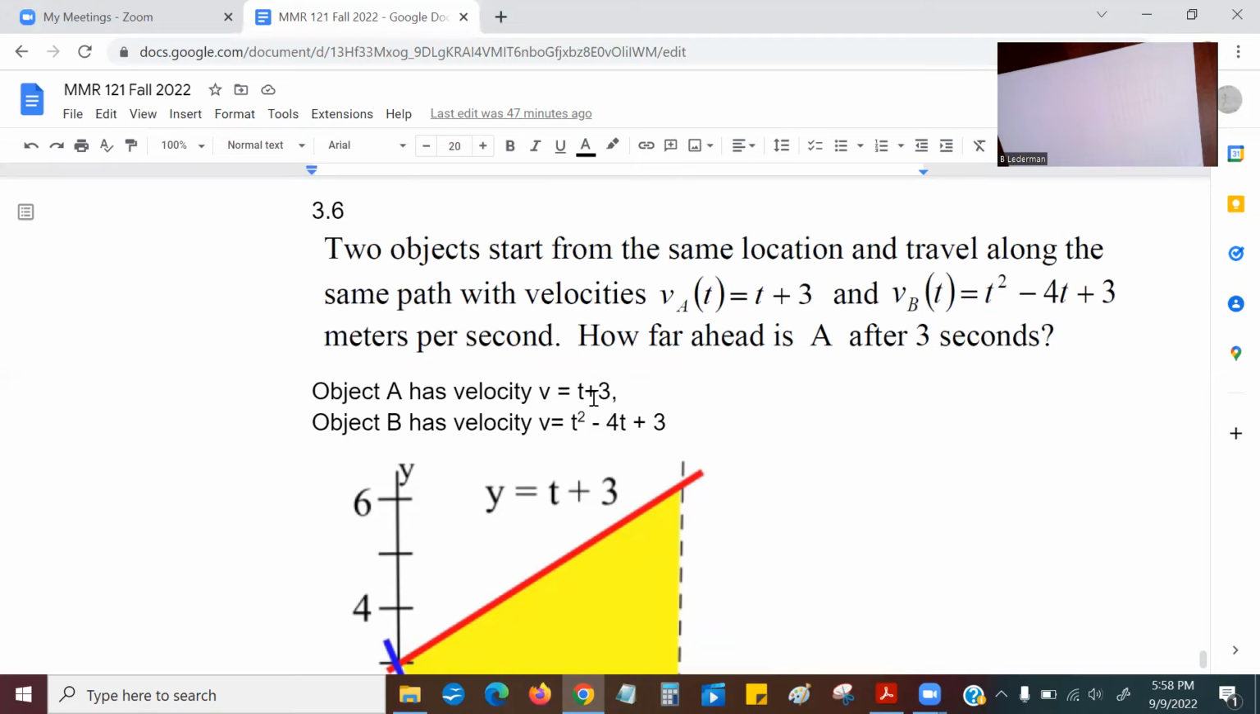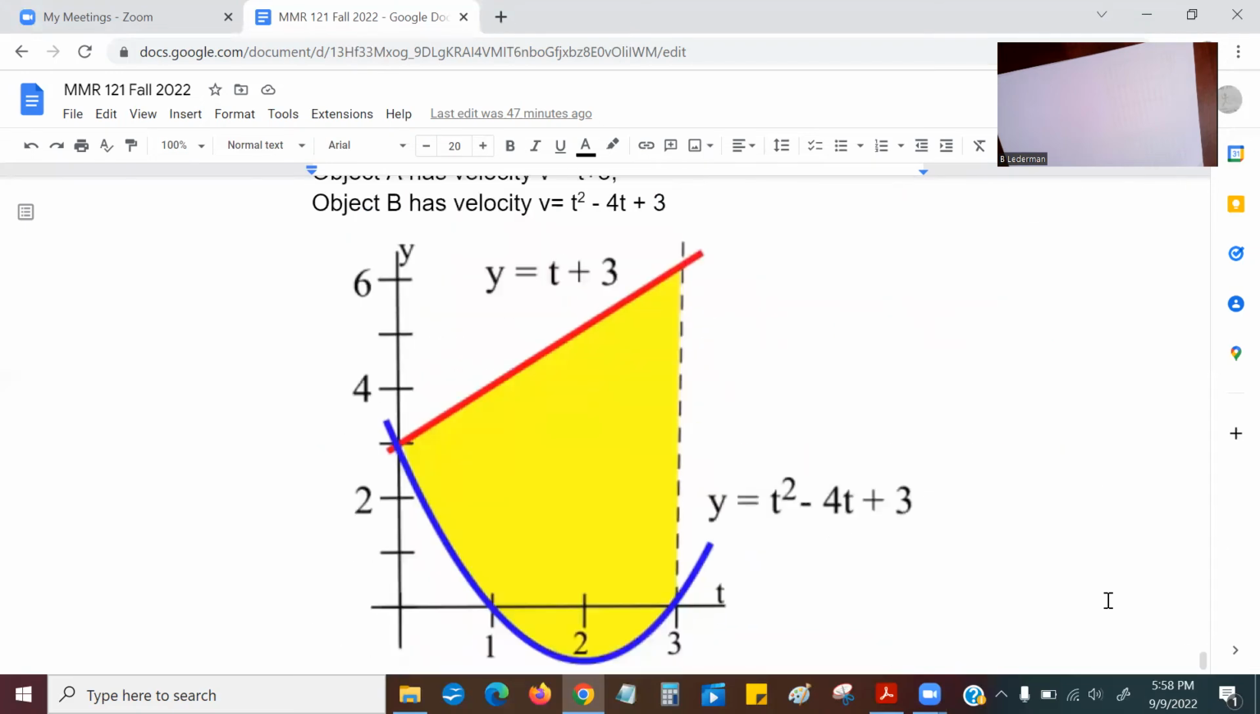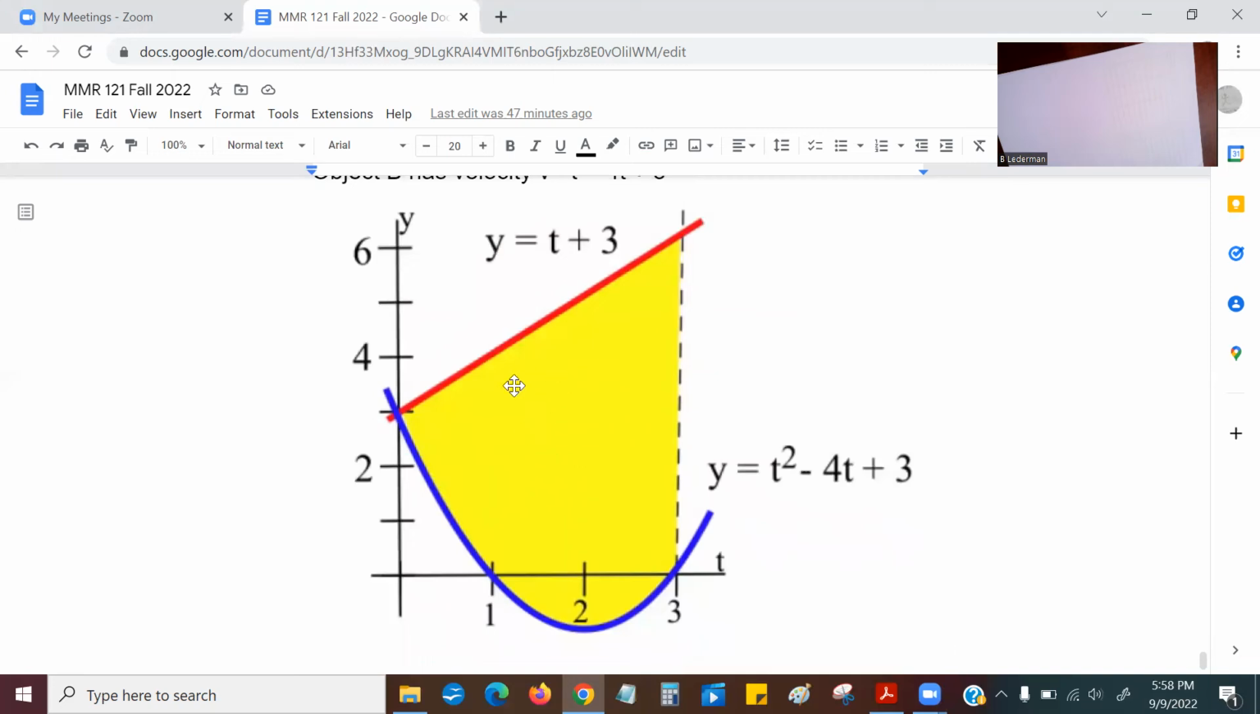So object A has a velocity t plus 3. Object B has a velocity t squared minus 4t plus 3. So we draw the graph, and we want to find the area between the two graphs, because the velocity is the derivative of position. So position, or distance, is the antiderivative of velocity. If we take this definite integral, the area between these two curves winds up being the difference in distance. And that's pretty cool and awesome.